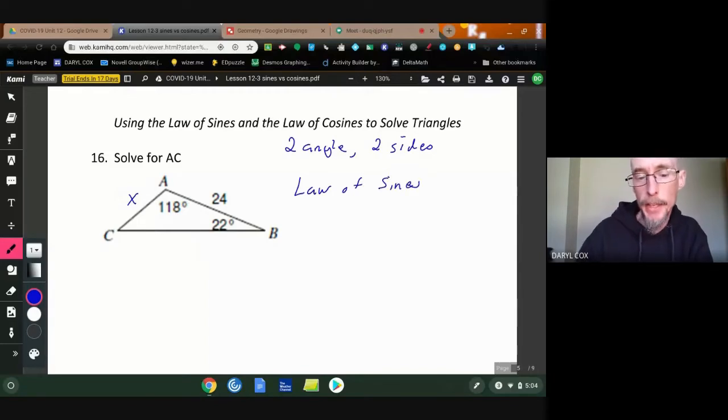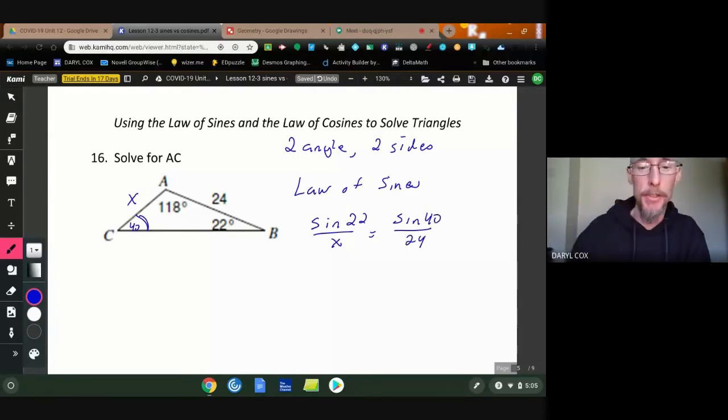Now, just for the sake of setting up this problem, I'm looking for X, which is across from 22. So that's the sine of 22 over X. And in the 24, I need to get this missing angle. So we go to our calculator, and I'm going to do 118 plus 22, subtract that from 180. I'm going to get a 40-degree angle here. So that's going to give me sine of 40 over 24. And we would solve that. I'm not even asking you to solve that right now, okay? Let's move on to our next problem.